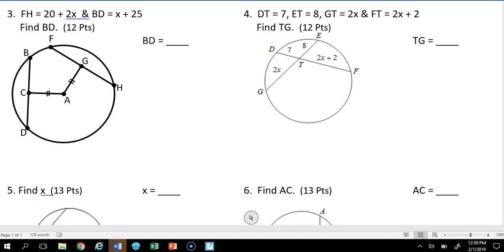So on number 3, it says FH is 20 plus 2x. So I'm going to go ahead and mark that. FH is 20 plus 2x. And then it says that BD is x plus 25. So I'm going to put x plus 25 over here.